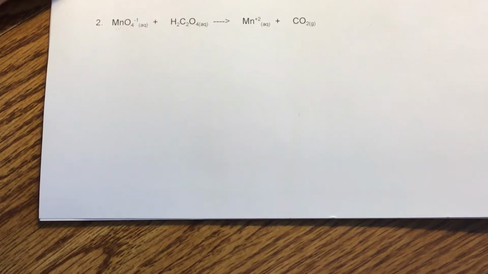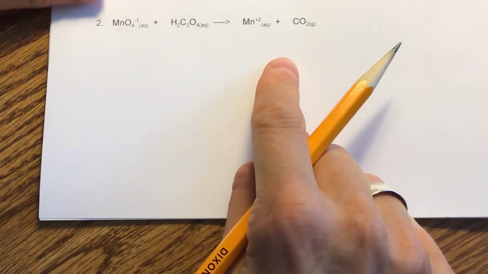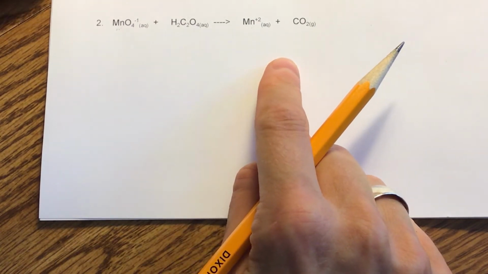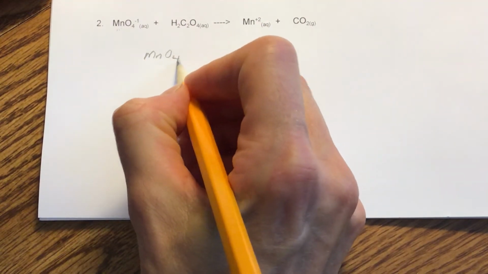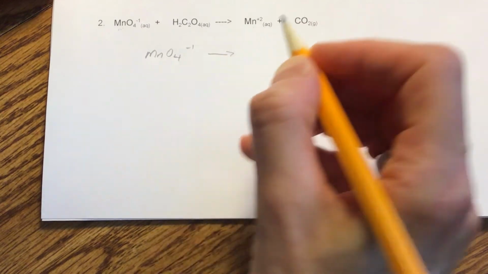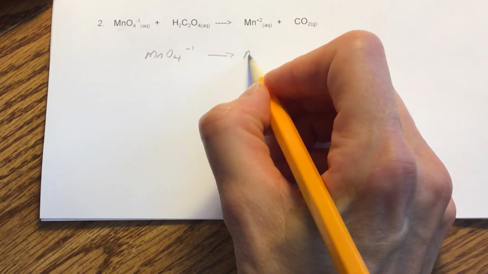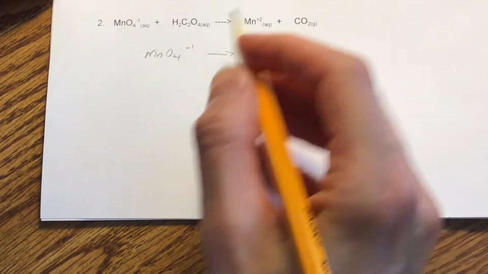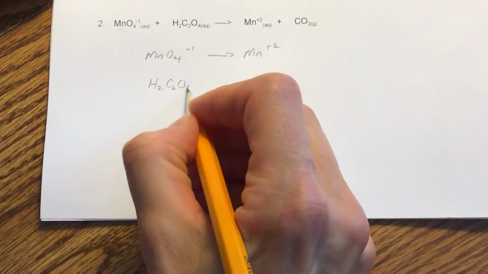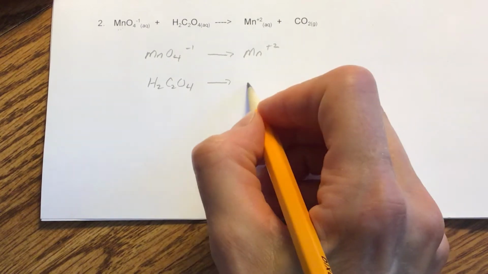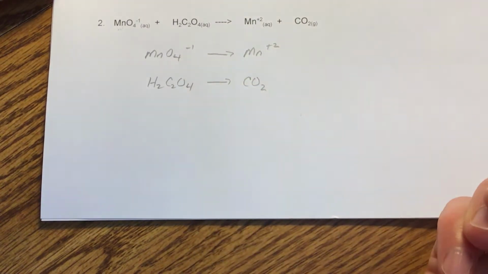Hi, this is practice problem number 2 of this 5C balancing redox reactions in acidic solutions. So for this problem, the first thing I want to do is write a couple of half reactions. I've got MnO4 minus 1. That manganese is being reduced down to a plus 2. And I've got the oxalic acid, and my product is carbon dioxide.